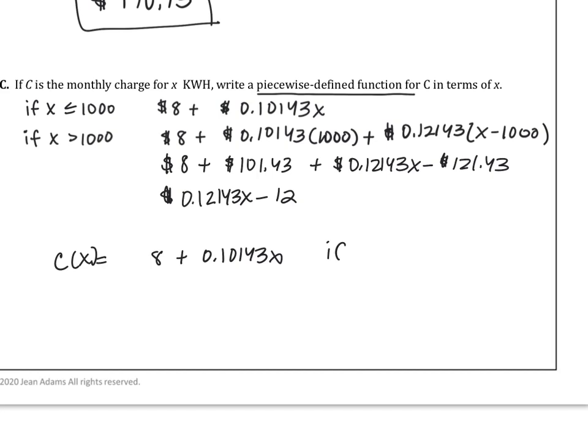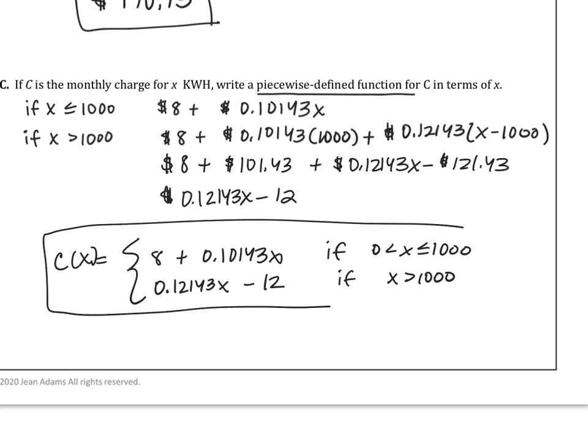So our function here would be 8 plus 0.10143x, where x is between 0 and 1,000. And then if it's greater than 1,000, you have 0.12143x minus 12 if x is greater than 1,000. All right, so that's what it looks like. So you just have to be careful with that part and be able to clean it up. All right, so the rest is for you to work. I'll post those answers and you can check it before you send it to Shobi, and let me know if you've got questions.